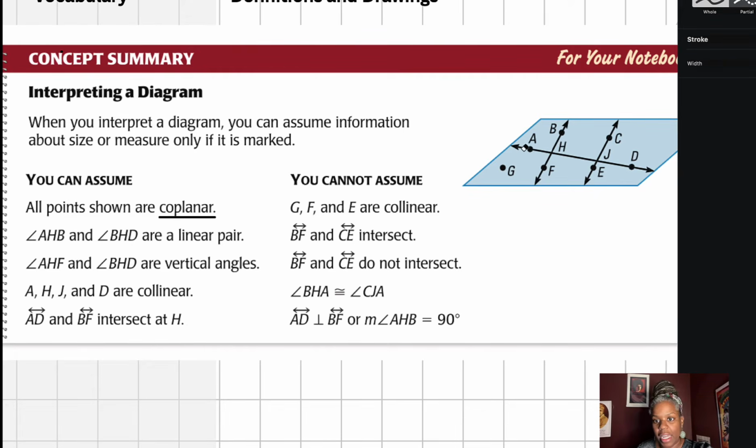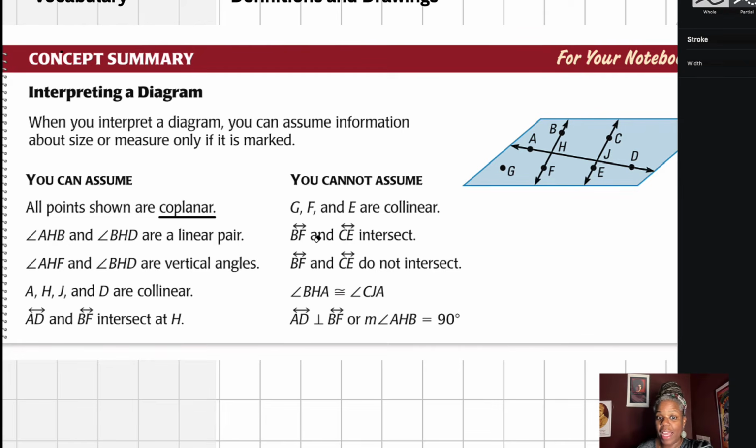Let's go ahead and take a look. Line AD, that's this one, and BF, they intersect at H. And here's some things we can't assume. So all of that, just by looking at it, that information is given to us. Here's what we cannot assume, that G, F, and E are collinear. Let's look at that, G, F, and E. We can't assume that these 3 points are collinear because there's no line explicitly drawn through it. 2 points are always collinear, 3, not so much.